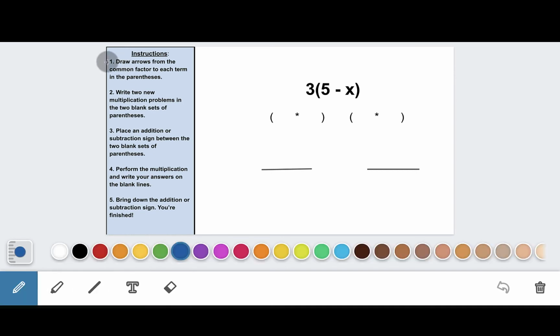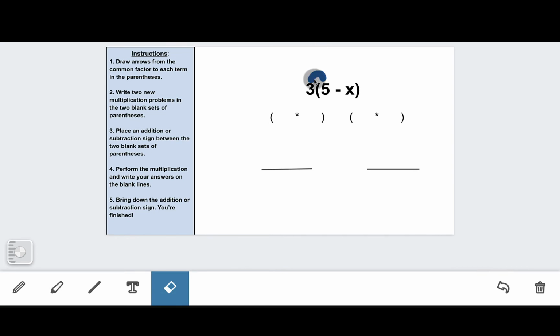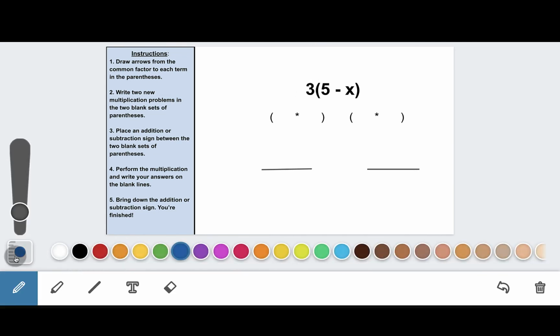So number one, draw arrows from the common factor to each term in the parentheses. And so this 3 is the common factor. So I'm going to draw arrows first from the 3 to the 5, and that's a little bit thick, so I'm going to go ahead and erase that. Heads up, you can change the size right here. So we don't need it to be that thick, and I'm just using my mouse to draw. It's not perfect, but it doesn't have to be.